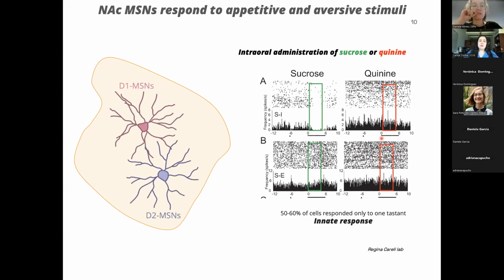Thus indicating that this brain region is somehow relevant for encoding appetitive and aversive events. However, as I said before, medium spiny neurons are generally segregated by their dopamine receptor expression into D1 or D2, but these classical studies did not approach these differences.